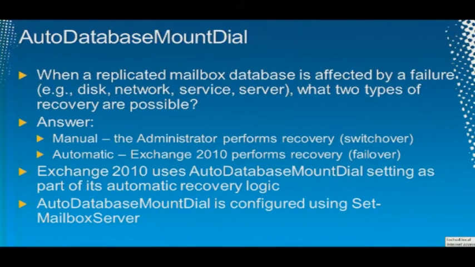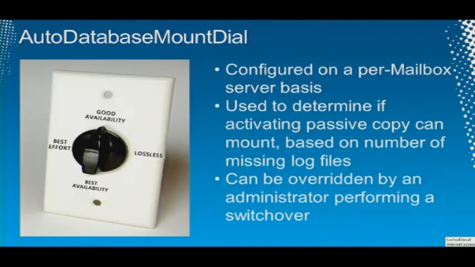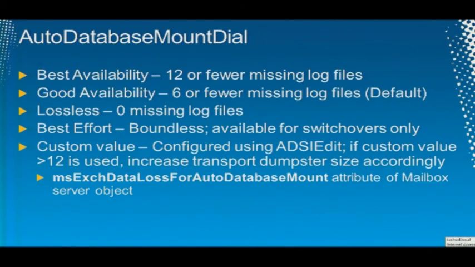Now, if I go back one slide, you can see this dial is configured using the Set-MailboxServer cmdlet. Many of you may have ignored it completely because we have it set by default to what we call good availability. And in fact, I'll go ahead to the next slide and show you what the options are. So good availability, that's the default. That means 6 or fewer log files are missing from this passive copy. If we go to activate a passive copy and we look and it's missing 6 or fewer log files, that's okay, we will still mount it. If it's missing 7 and it's set to good availability, we will not mount that. We'll try another database if it's available, and if it's not available, it will be up to the administrator to intervene and manually take corrective action at that point.